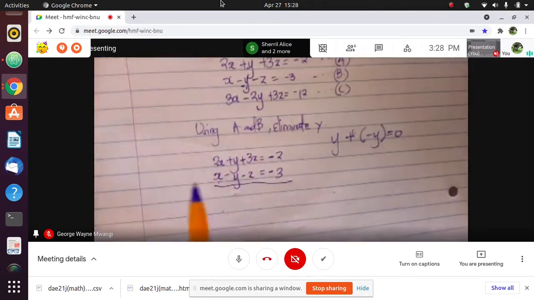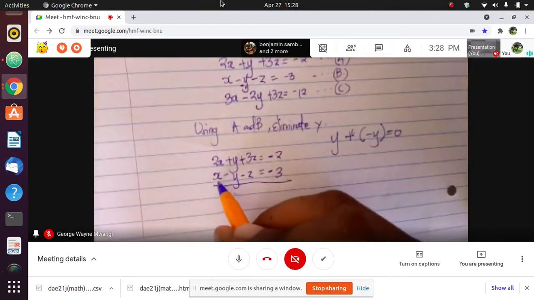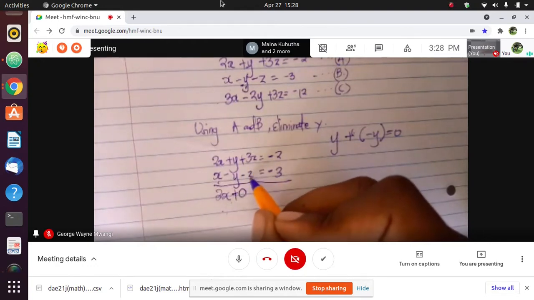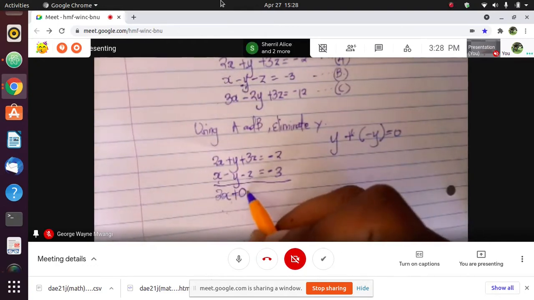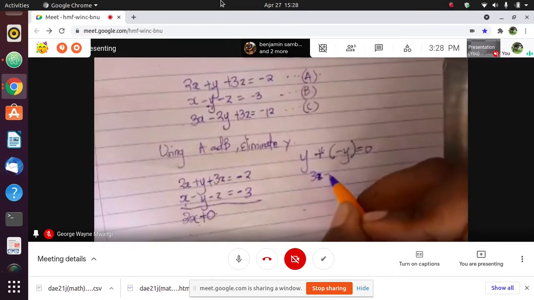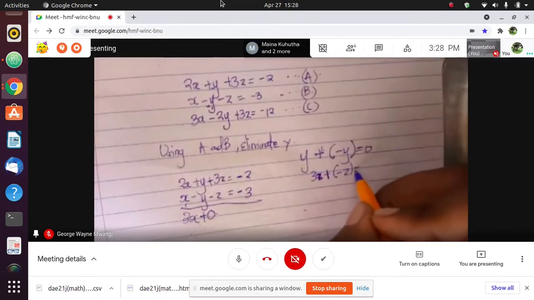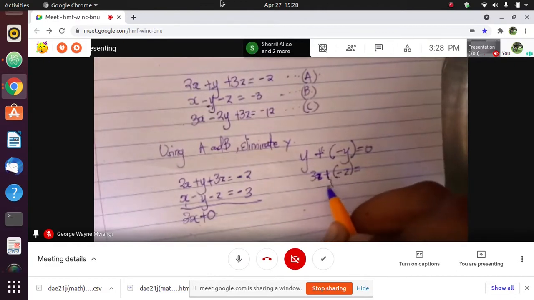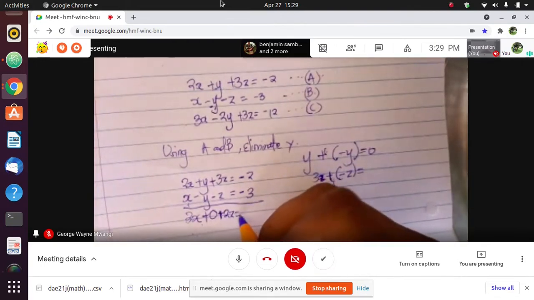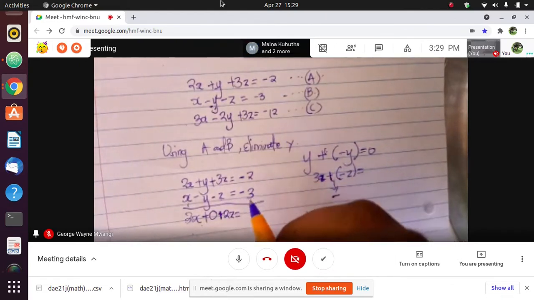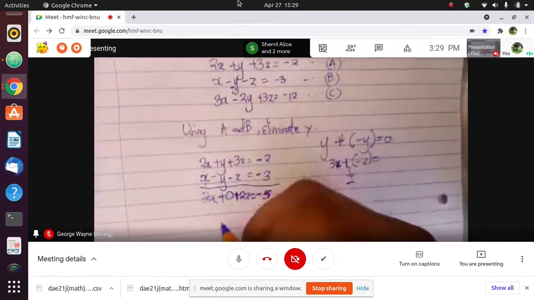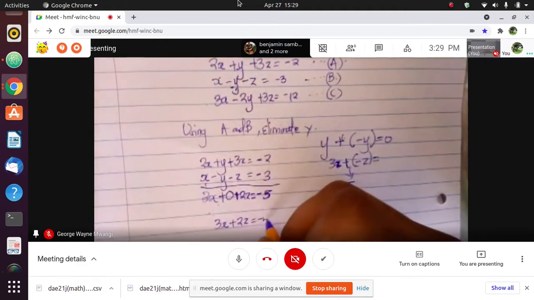So we add. So 2x plus x gives us 3x. So this will give us a 0. So 3x plus minus z inatupatia 3z plus minus z inatupatia ngapi? Remember, a plus and a minus will give us a minus. So plus 2z is equals to, so negative 2 plus negative 3 inatupatia ngapi? Minus 5. So we have the first equation, 3x plus 2z is equals to minus 5.